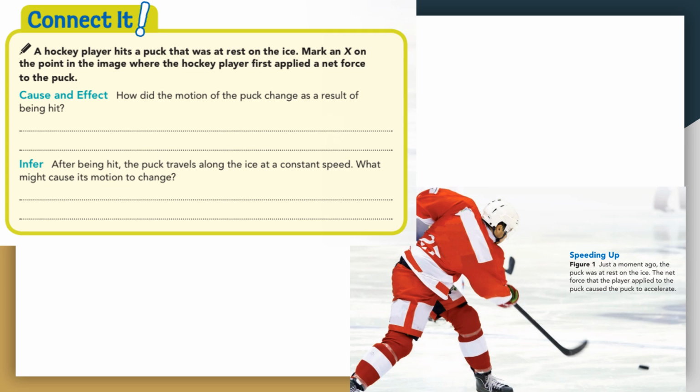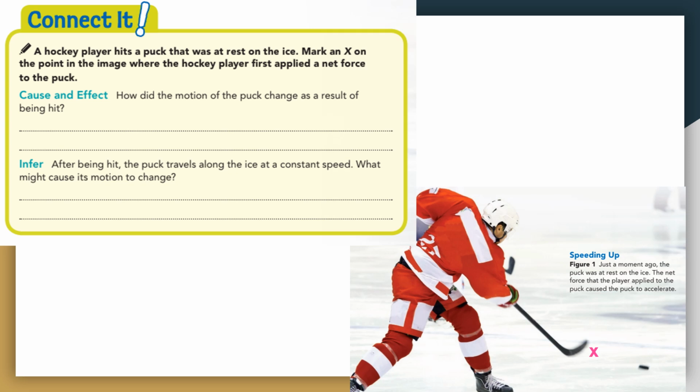A hockey player hits a puck that was at rest on the ice. We need to mark an X on the point in the image where the hockey player first applied a net force to the puck. That's going to be at the base of the hockey stick. So that's where it hit.